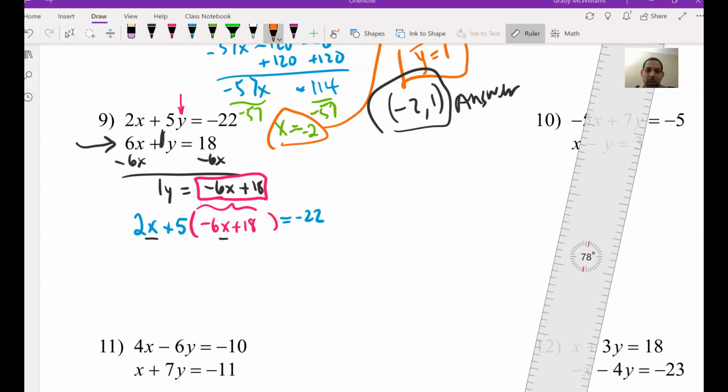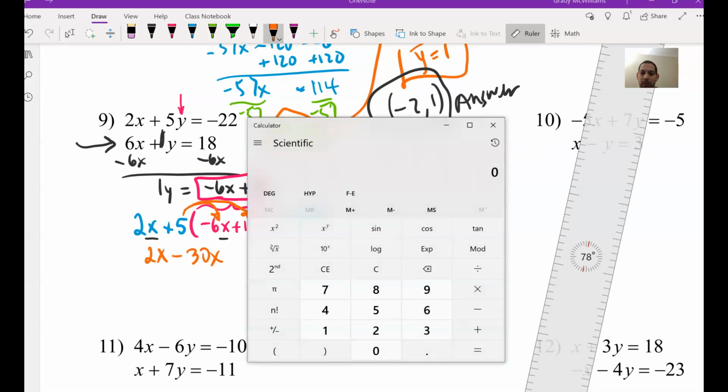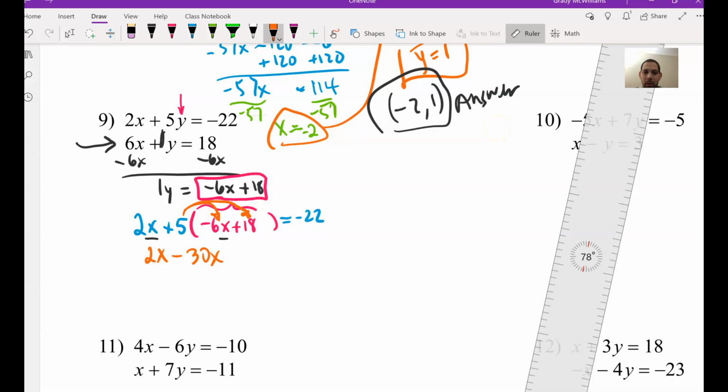Alright, so let's make sure you distribute. So this 5 times 6, this 5 times the 18. Okay, so I got 2x. 5 times 6 makes negative 30x. And 5 times 18. Well, I don't remember 5 times 18 off the top of my head. I could probably figure it out, but 5 times 18 is 90. Okay, so both positives is going to be plus 90. It's negative 22. Going to combine my like terms. These two, you're doing 2 minus 30, or positive 2 and negative 30. Either way, you have a lot more negatives, so it's going to be negative 28x right there. Plus 90 equals negative 22.